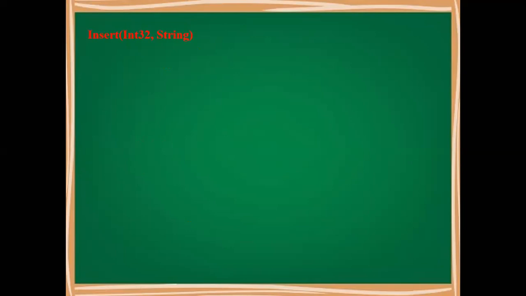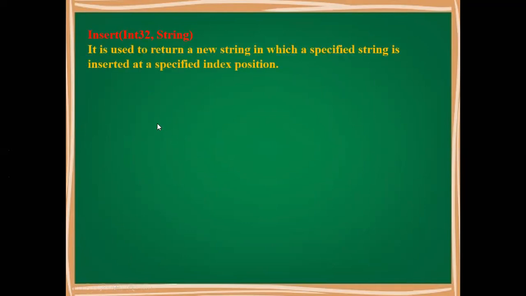Okay, we have to tell the compiler or program where to input that letter or word that we want to insert. So that's why the Insert function takes two parameters. First one is an integer and second one is a string. The first parameter tells you from where to insert the string. कौन से index position से string insert करना है और कौन सा string insert करना है, क्या insert करना है. It is used to return a new string in which a specified string is inserted at a specified index position.